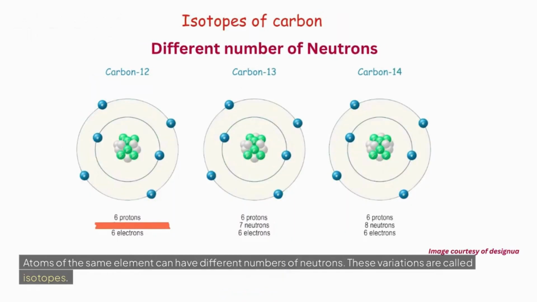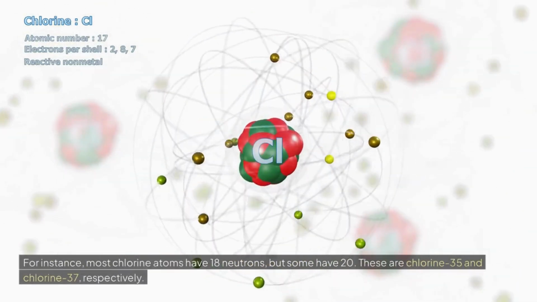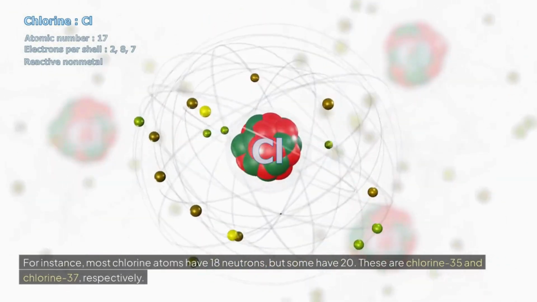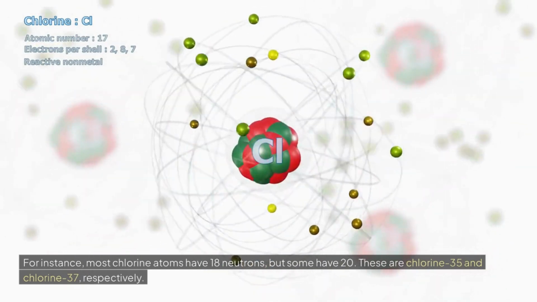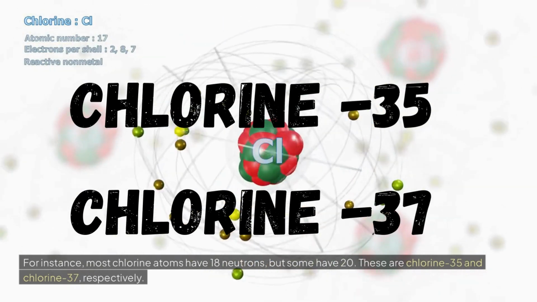Isotopes. Atoms of the same element can have different numbers of neutrons. These variations are called isotopes. For instance, most chlorine atoms have 18 neutrons, but some have 20. These are chlorine-35 and chlorine-37, respectively.